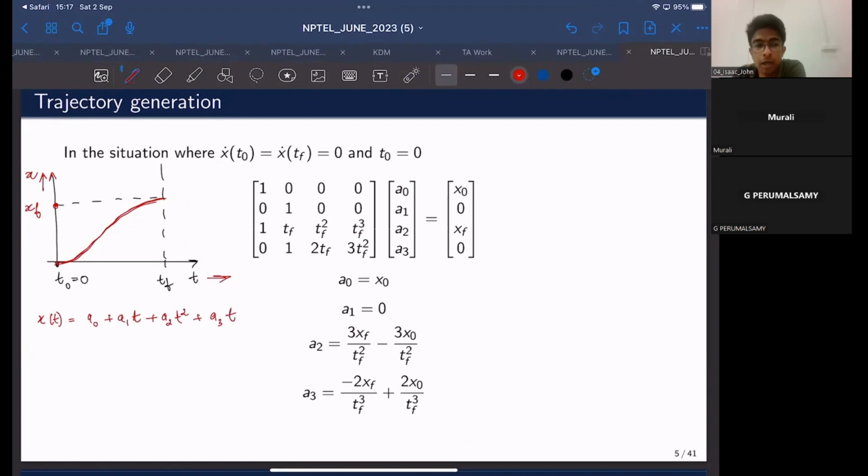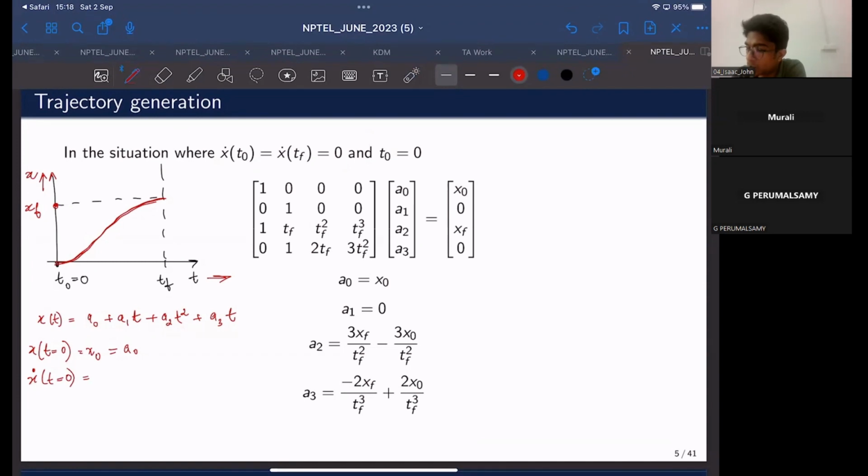And what are our boundary conditions? So x at time t equals 0 is x0. If you substitute time as 0 in this equation, what will you get? You will get a0, right? This would be nothing but a0, because at time t equals 0 all these other terms get cancelled. Then what is the second boundary condition? X dot of t is 0. So the initial velocity, we are considering it to be 0.